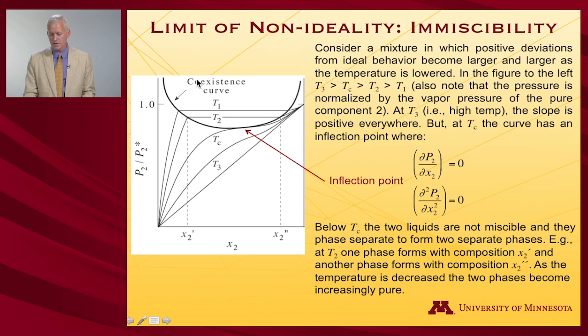And so the way to read this diagram is that at T2, we would find one solution that is characterized by this much of X2. X2 prime is the mole fraction of 2 in the liquid. And another separate phase, they'd be in contact with some sort of meniscus you might be able to visualize, that is much more enriched in component 2 and has this mole fraction. So the two liquid phases separate one from another, driven by this increasingly positive deviation.